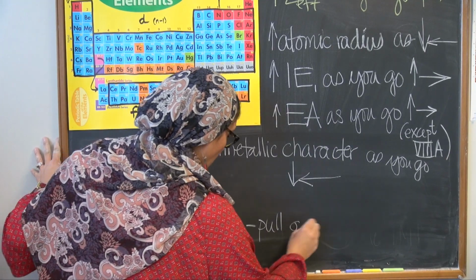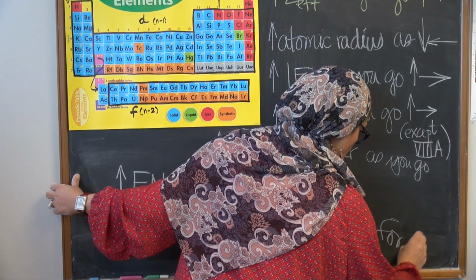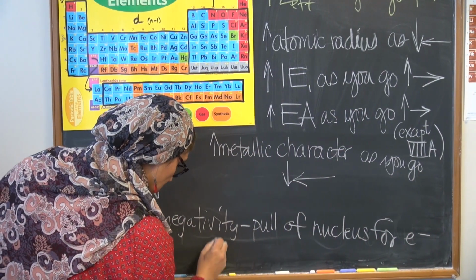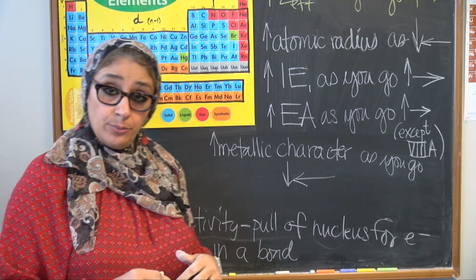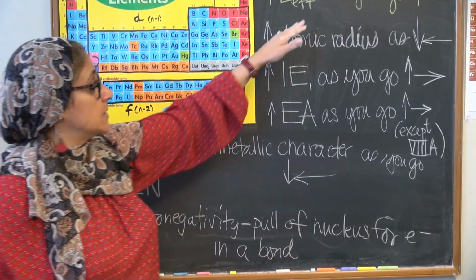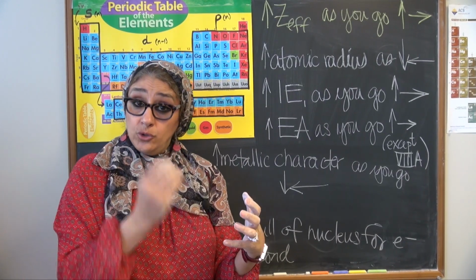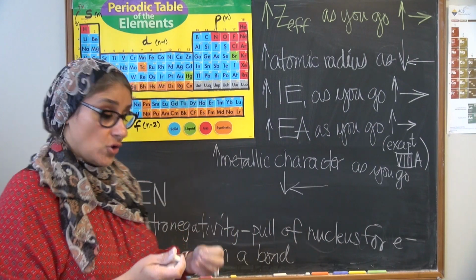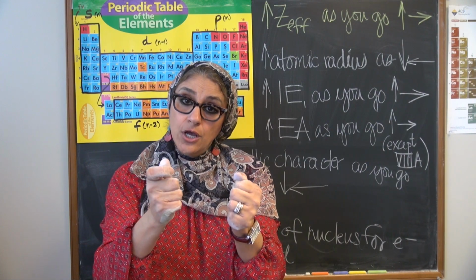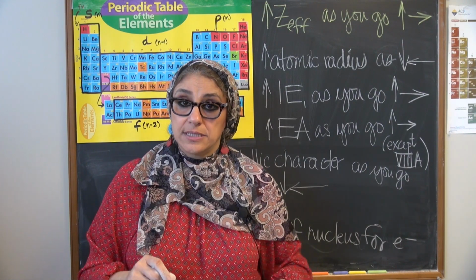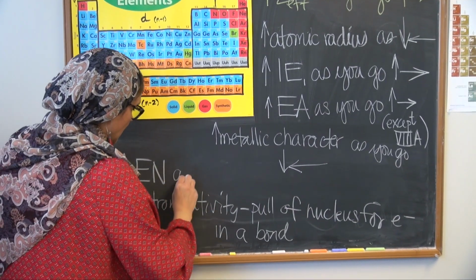is the pull of the nucleus, so far, sounds the same, for electrons, almost the same, and here's the distinction, in a bond. Now, this is measured in bonded atoms. Okay, it's the exact same concept and definition, except one is just a free atom, and how the nucleus is affecting the valence shell electrons. And for electronegativity, now you have two atoms bonding, and how the nucleus of each atom is pulling on the electrons that are bonded.